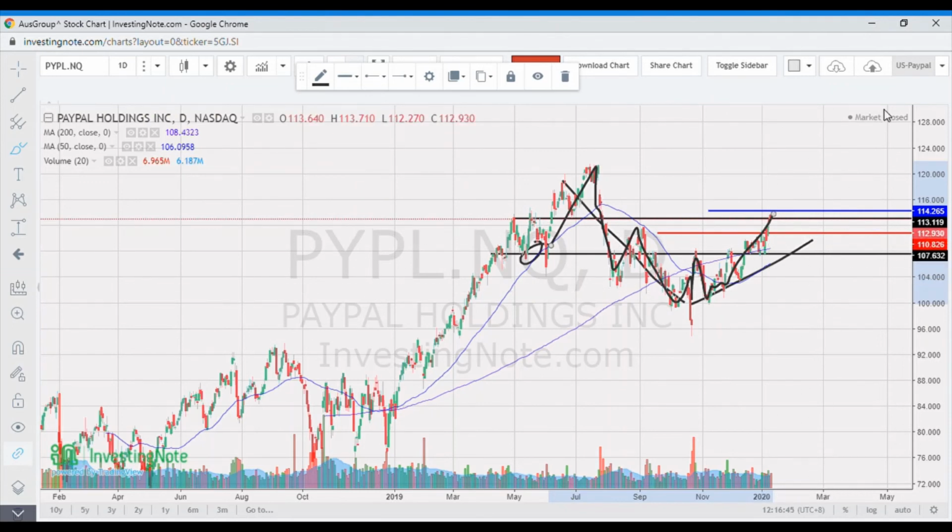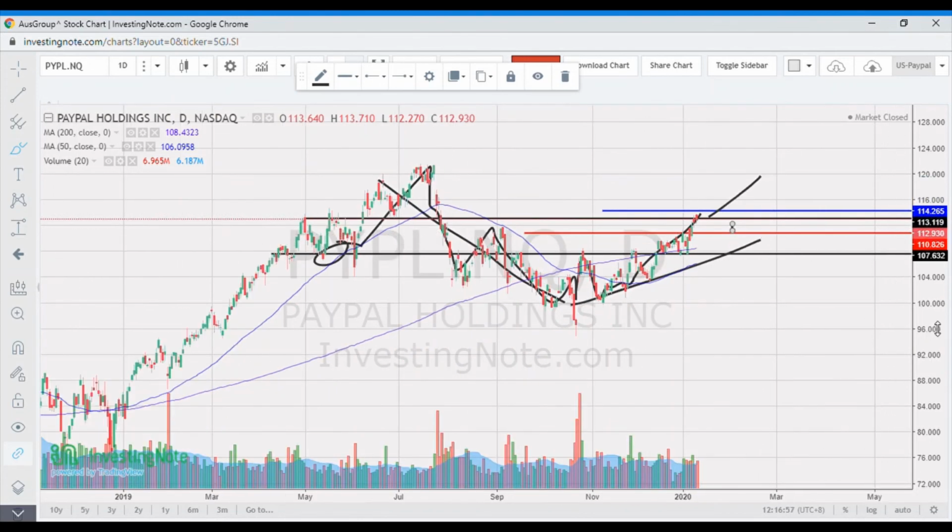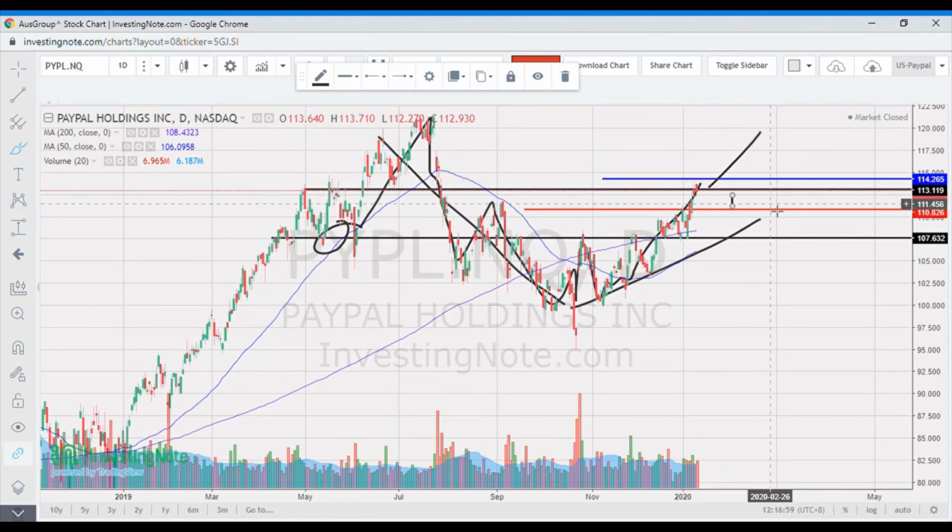So this is PayPal. This is my trade plan for it. It breaks above this resistance convincingly, then you enter, setting a 1 ATR risk stop loss, 1 ATR away from your resistance.